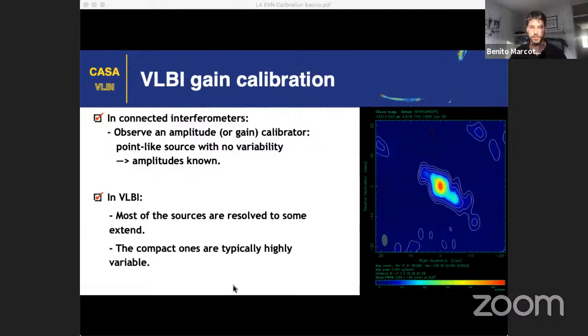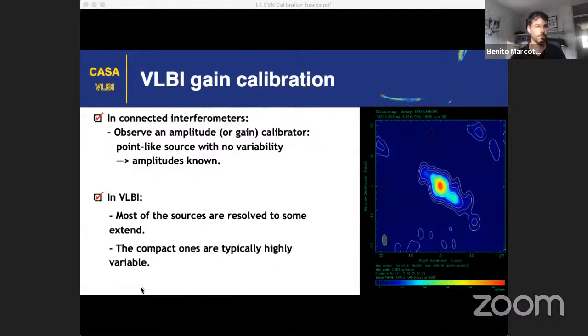So that's easy. That already gives you the absolute flux that you would expect, and it corrects all the amplitudes in all your sources. However, this is not possible in VLBI, mainly for two reasons. One is that most of the sources on VLBI scales are resolved to some extent. That means that the sources are no longer point-like, so you will not expect the same amplitude for all baselines. In that case, either you have a really detailed model of your source at any given UV distance or orientation, or you cannot just scale your amplitudes up or down.